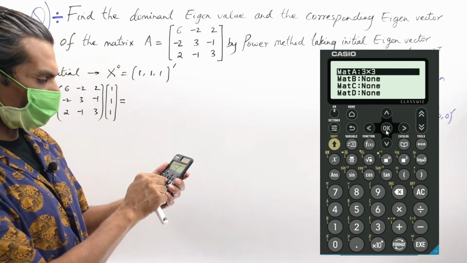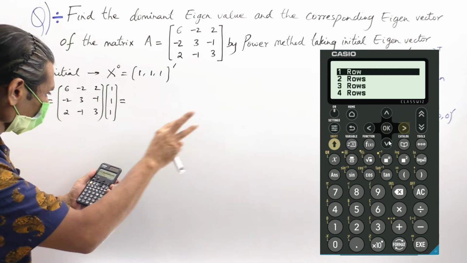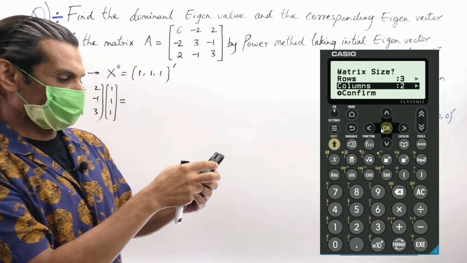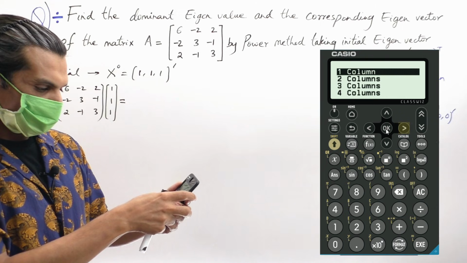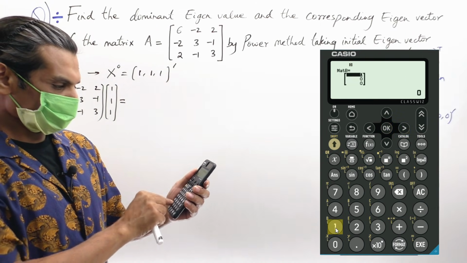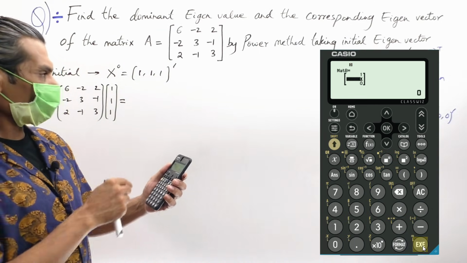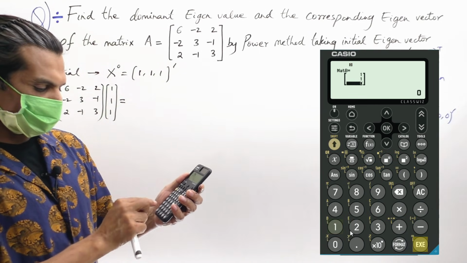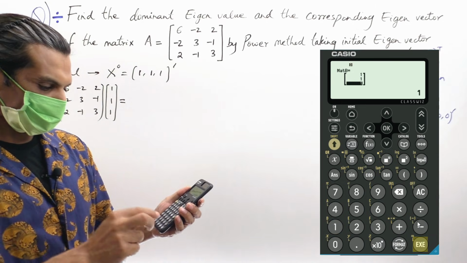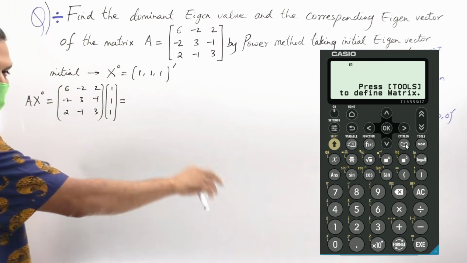Fine. Now AC. Again press tools. Again we go to matrix B. So how many rows? See, 1, 2, 3 rows and 1 column matrix. So we have 3 rows and the column is 1. Confirm. So it's given as 1, execute, 1, execute, 1. AC.